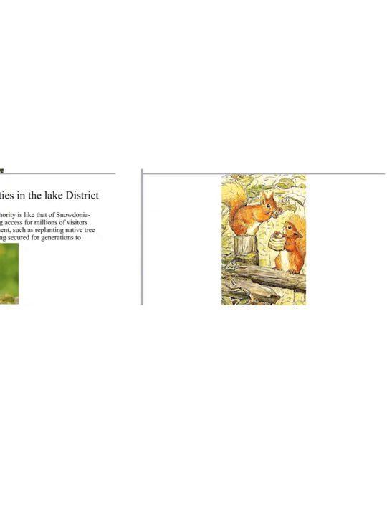So due to the Lake District being a national park, it does have a large amount of visitors. So let's have a look at the control of human activities in the Lake District. The Lake District National Park Authority, like Snowdonia, aims to conserve the region while enabling access to millions of visitors each year. This is done through active management such as replanting native tree species. This fragile ecosystem is being secured for generations to come.